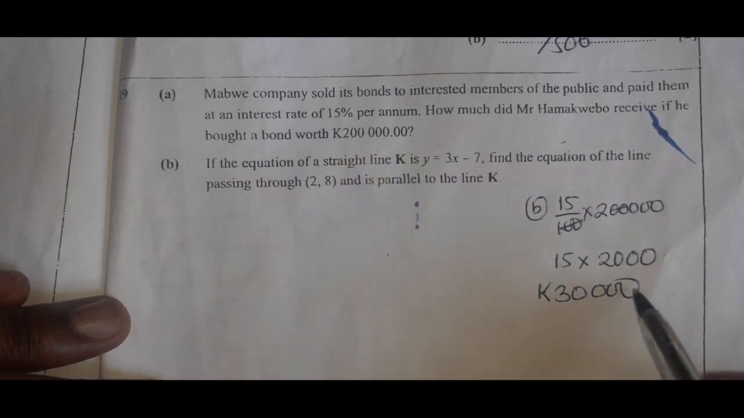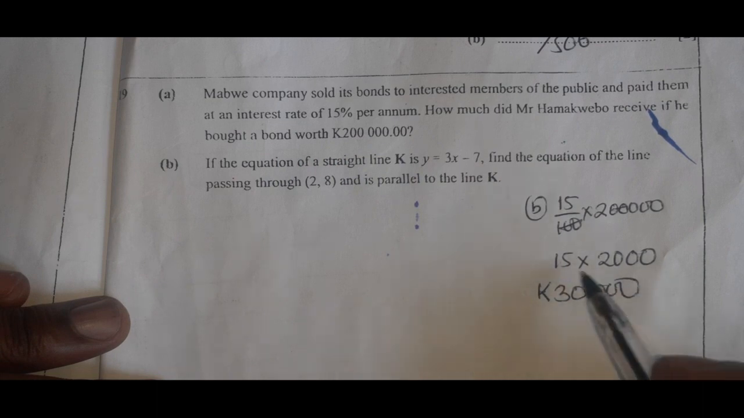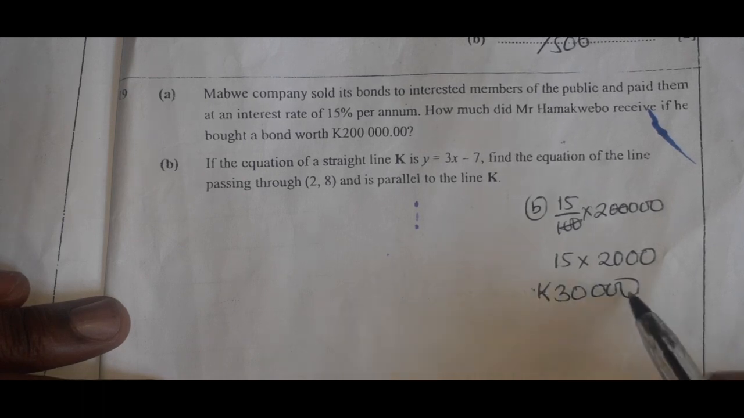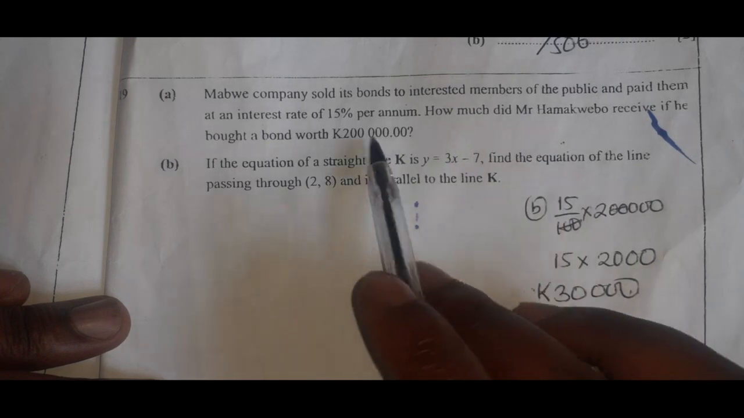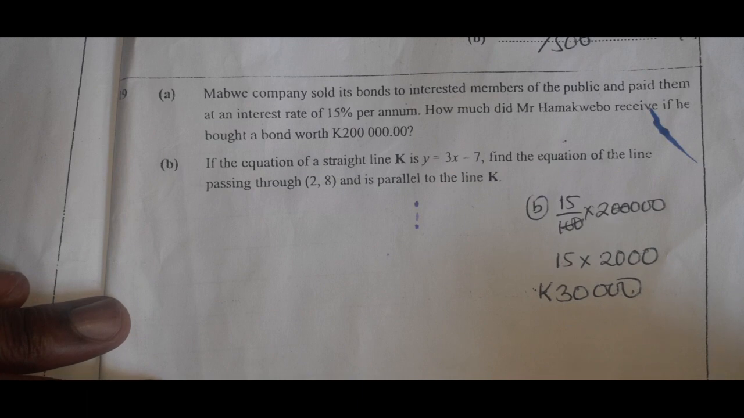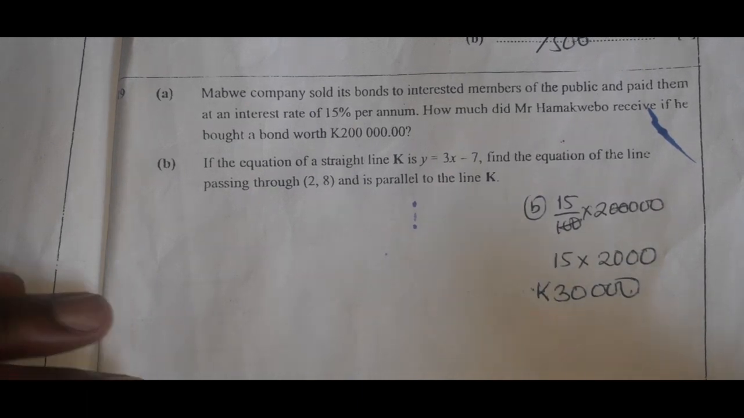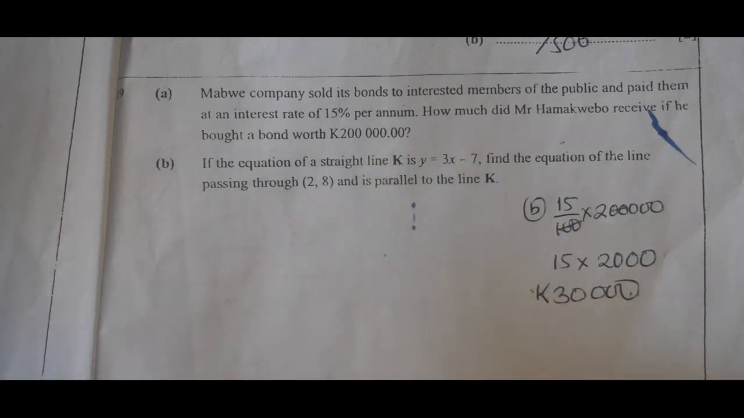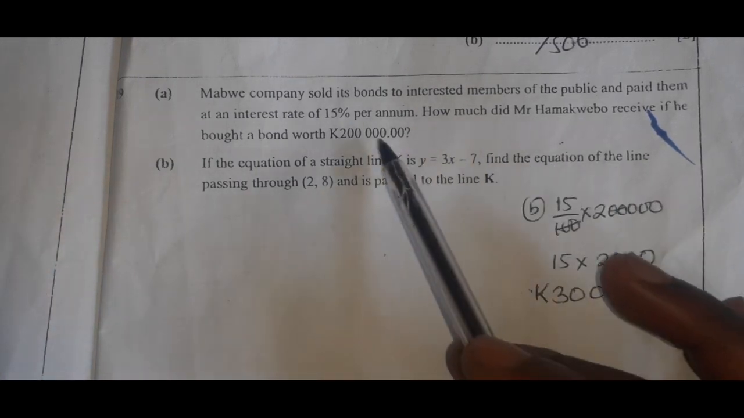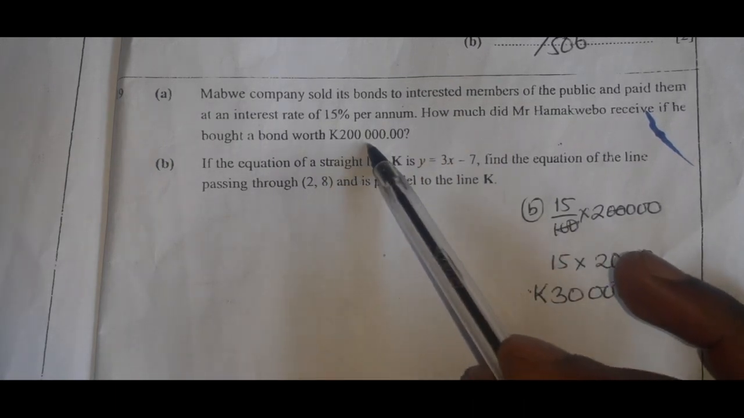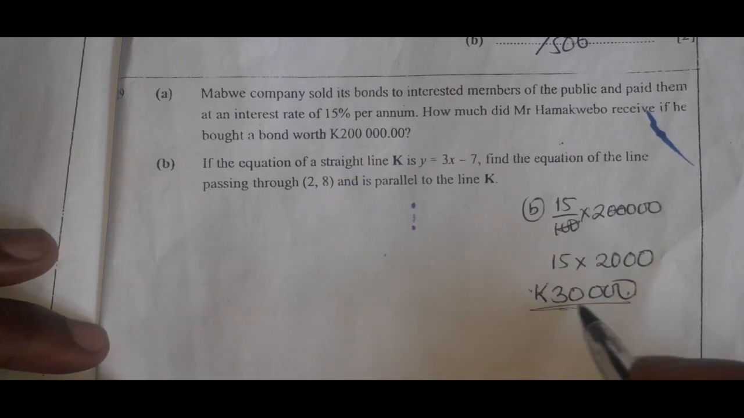So per year, this is how much this man is going to receive in terms of interest, assuming that he's still holding on to the bond that he bought until the point that the bond has to be redeemed. That's when you also get the principal. So this is how much he's going to get.